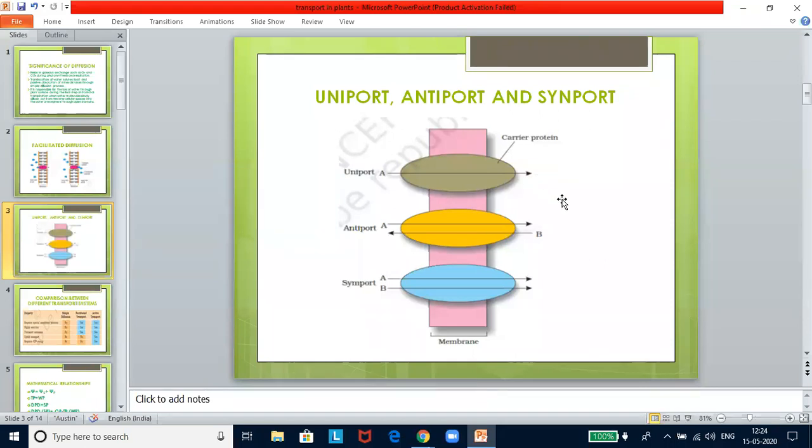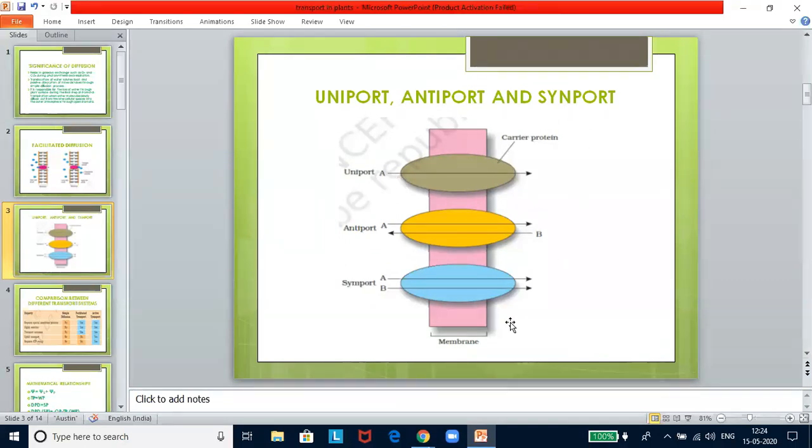So in symport, both the molecules cross the membrane in the same direction. If there are 2 molecules A and B, they will be crossing the membrane in the same direction. In an antiport, the molecules will move in opposite directions. When a molecule moves across a membrane independent of the other molecules, then it is called uniport.